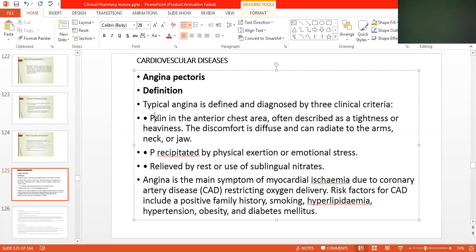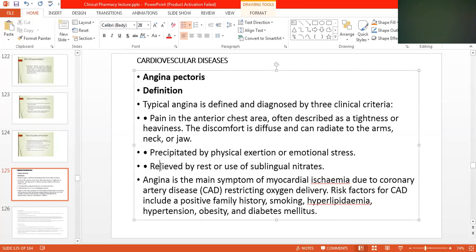A patient comes with a pain of the anterior chest, tightness or heaviness on the chest, and discomfort that radiates to the left arm, neck and jaw. This is one of the most important ways to identify or diagnose, based on the observation and complaint from the patient. Relief by rest or use of sublingual nitrates. If you give nitrate tablets sublingually, they are coronary dilators and will relieve the pain. Angina is the main symptom of myocardial ischemia. It means if angina continues, it will block the circulation flow towards the heart tissues, and that will lead to ischemia, meaning lack of oxygen, and that will lead to infarction, damage to the tissue, due to coronary artery disease, CAD, restricting oxygen delivery.